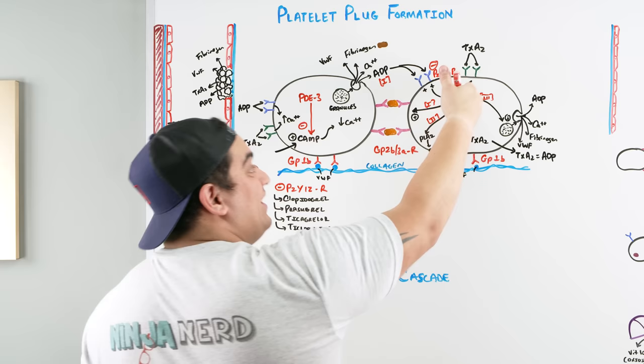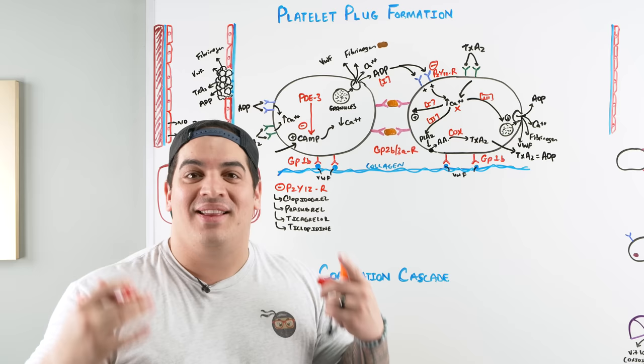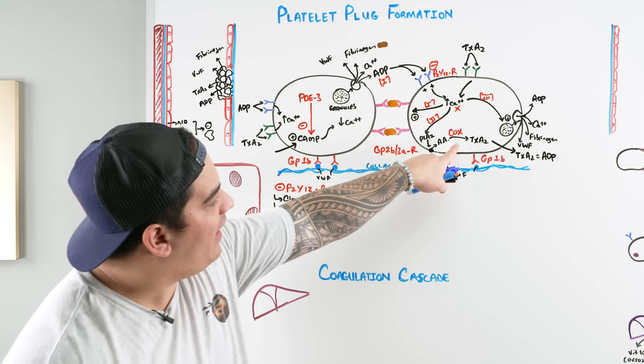Also, if I inhibit the increase in calcium, I won't be able to release things like ADP, calcium, fibrinogen, von Willebrand factor, all of these things that are important for forming the platelet plug. All I gotta do is block that receptor and I inhibit platelet plug formation. Pretty cool. Okay. Another thing is, what if I inhibit the cyclooxygenase?